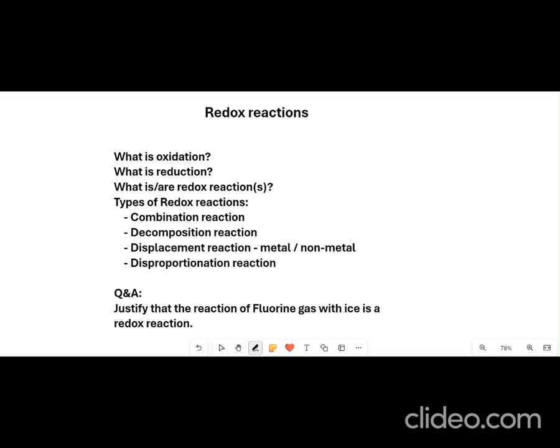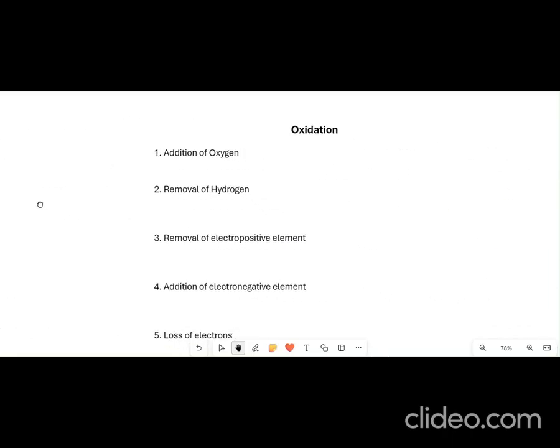Welcome all to today's session on redox reactions. Today we are going to look into oxidation and reduction, and then understand what redox reactions are, and the types of redox reactions. Finally, we will be able to justify whether a reaction is a redox reaction or not.